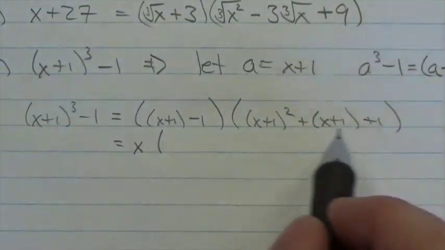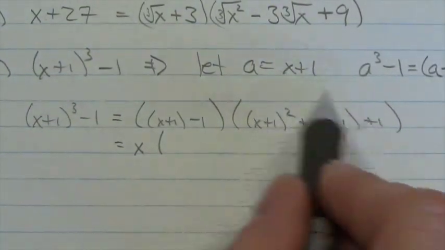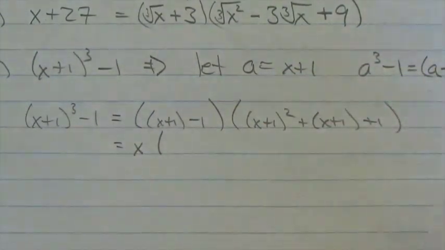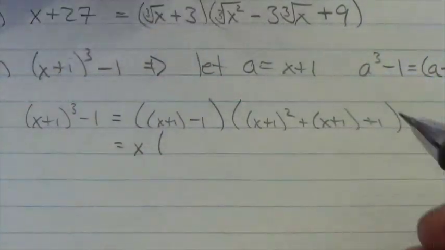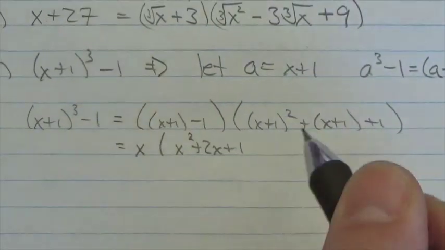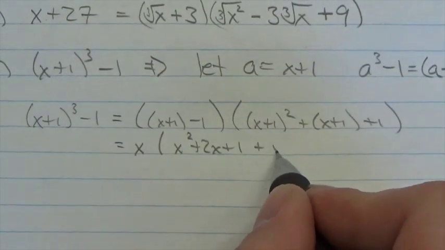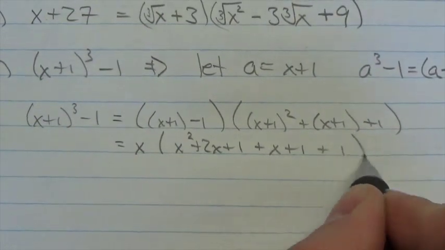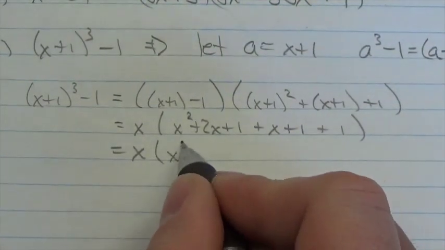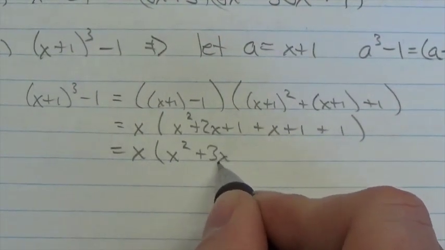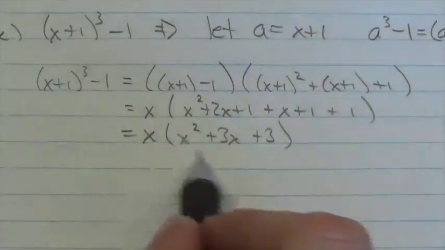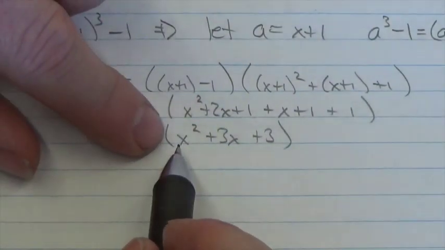Then here, there's really no more factoring I can do. So what I'm going to do is expand out that x plus 1 squared here. I know that seems a little weird to think about expanding that, but I want to simplify this as far as I can. So I'm going to get x squared plus 2x plus 1. We'll drop the parentheses here, plus x plus 1, and then plus that 1 at the end. So I'll get x multiplied by x squared plus 3x plus 3. Now here we go: x times x squared plus 3x plus 3.